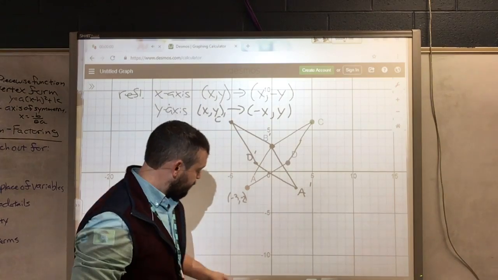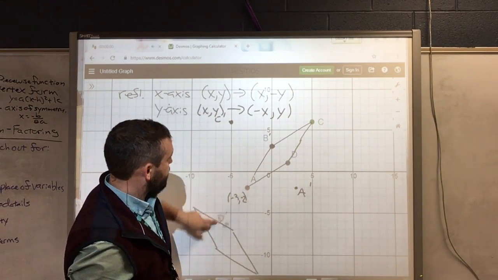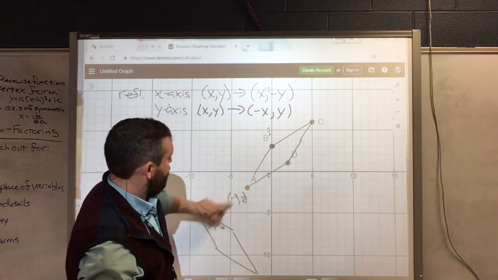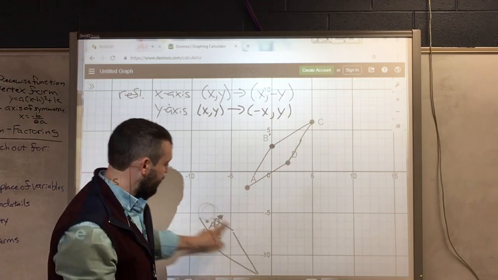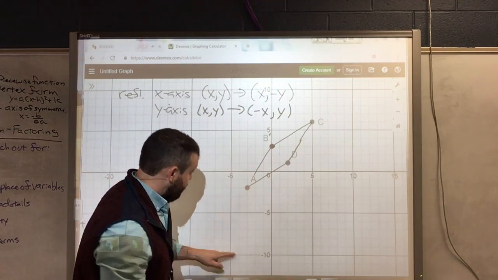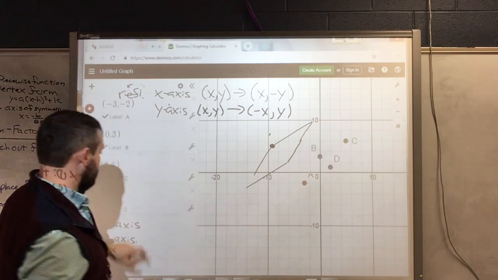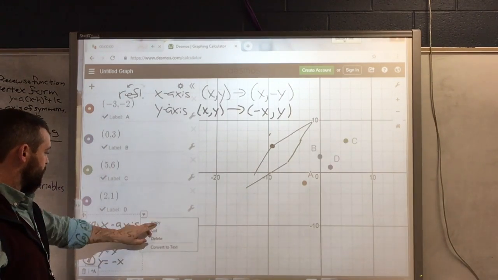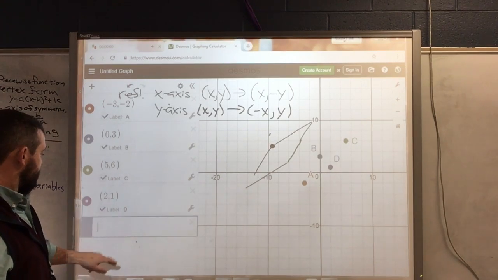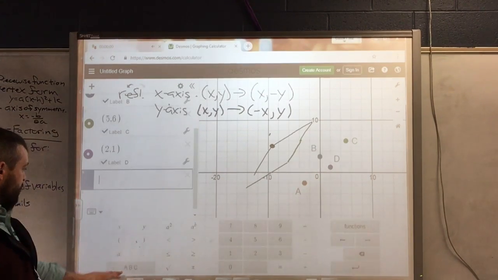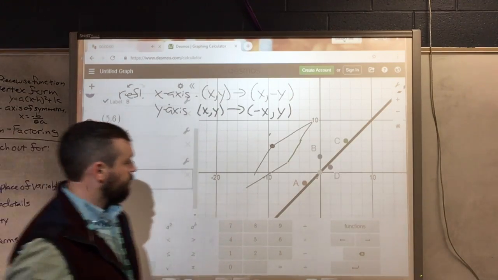So, going onward to reflecting over y equals x and y equals negative x. So, first off, what we've got to remember is what does that line even look like? So, y equals x.